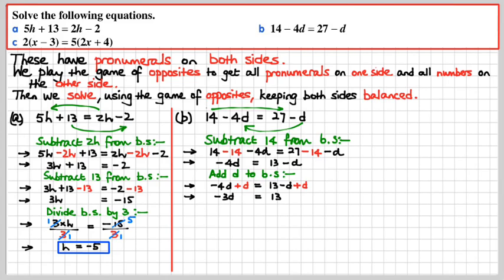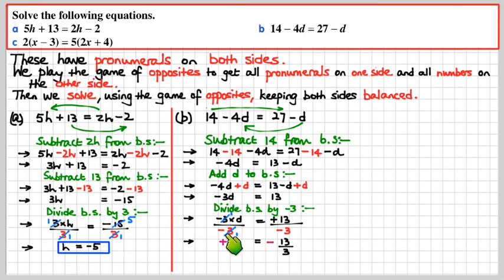Now, the last step, guys, we're going to divide both sides by this minus 3, okay? Now, be careful with this. I'm going to show you. So we've got minus 3D over minus 3 is equal to plus 13 over minus 3. Okay? Now, cancel. Yes, that cancels. And what does it get us?